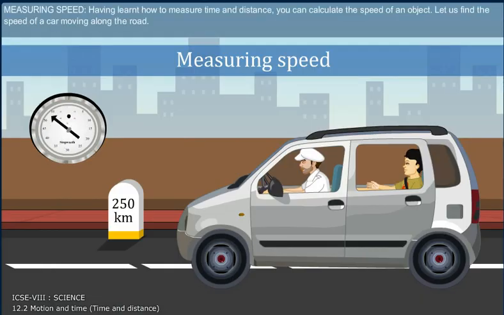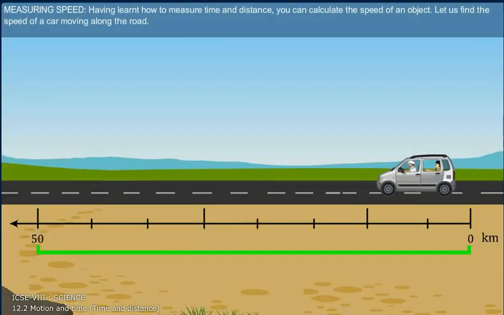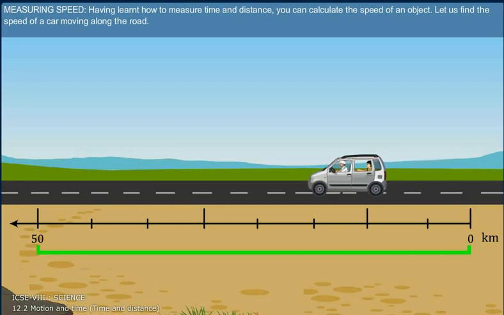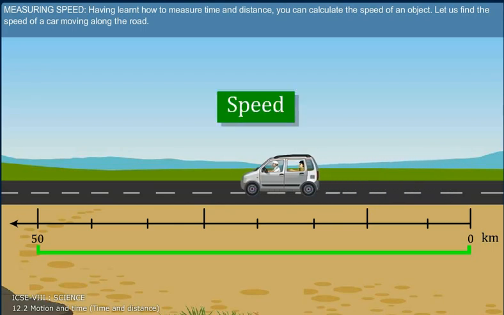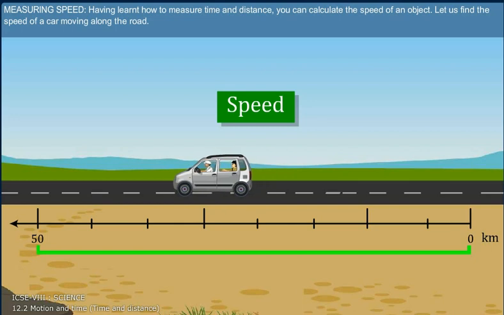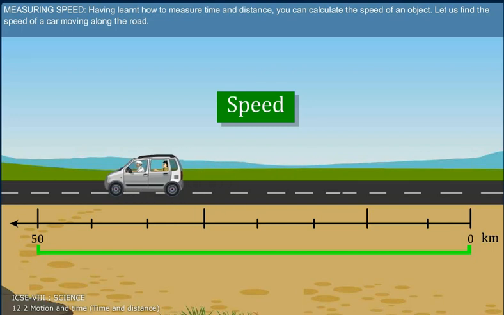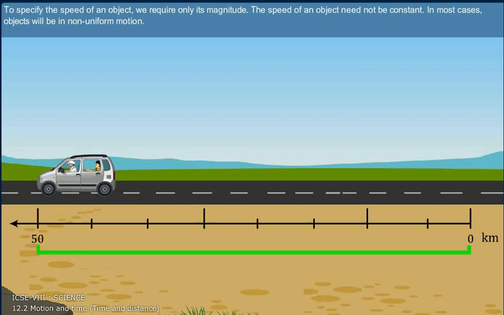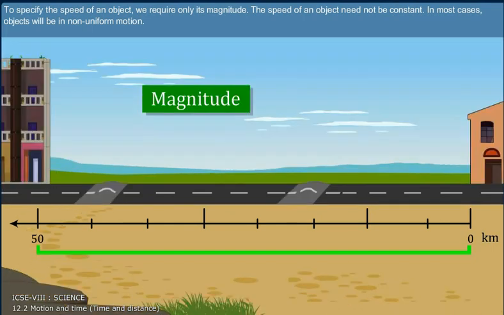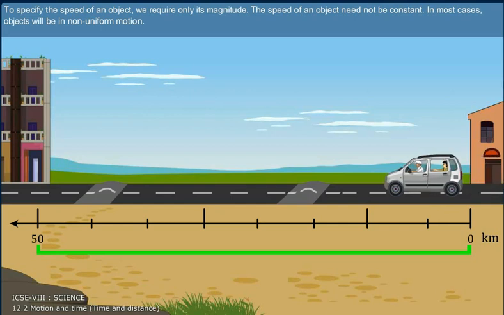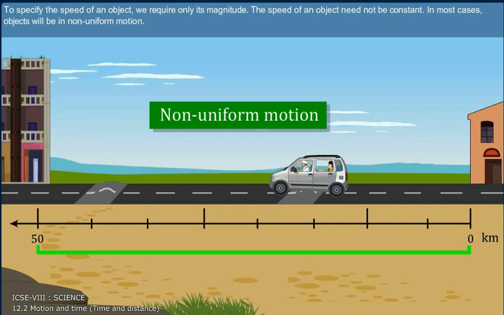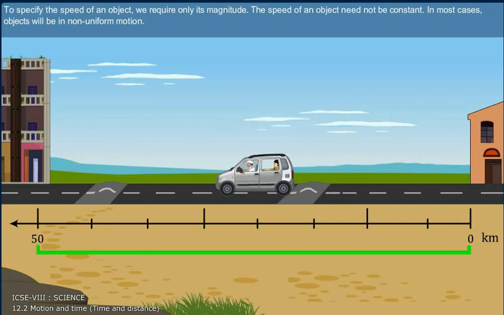Measuring speed. Having learned how to measure time and distance, you can calculate the speed of an object. Let us find the speed of a car moving along the road. To specify the speed of an object, we require only its magnitude. The speed of an object need not be constant. In most cases, objects will be in non-uniform motion.